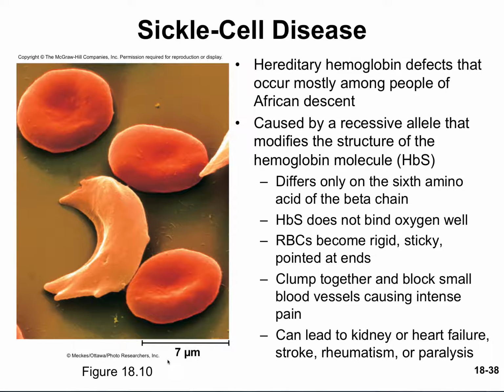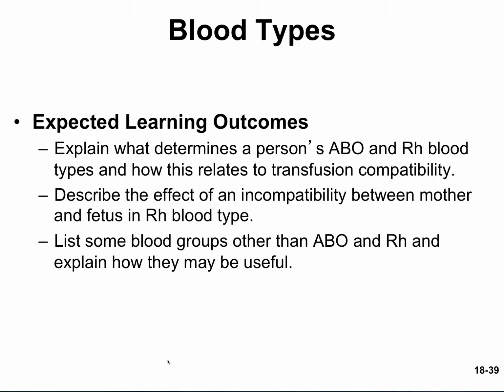Sickle cell disease, from a hereditary standpoint, affects mostly people of African descent because something in the sickle cell actually helps the people survive malaria. It's caused by a recessive allele that modifies the structure, and it differs only at the 6th amino acid. The HbS does not bind oxygen well. The red blood cells become rigid, sticky, and pointy, almost crescent-shaped. They clump together and block small blood vessels, and it can lead to kidney or heart failure, stroke, rheumatism, or paralysis.